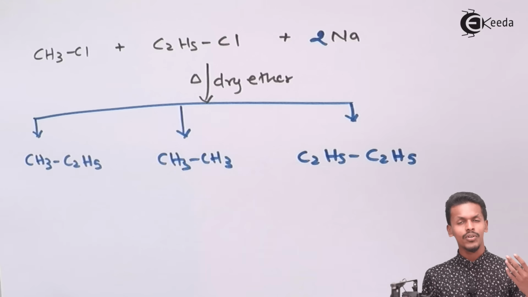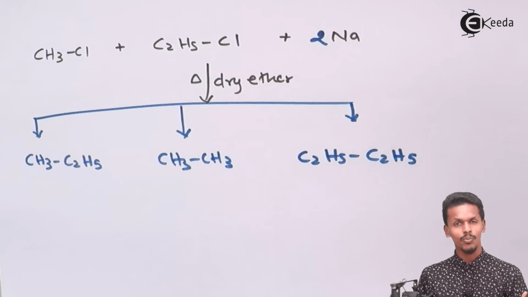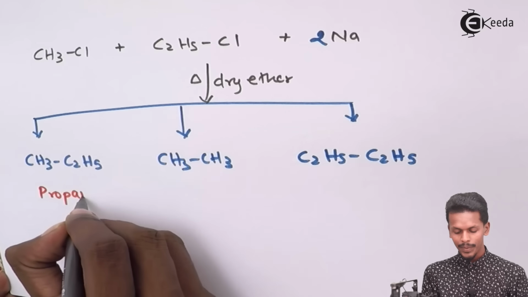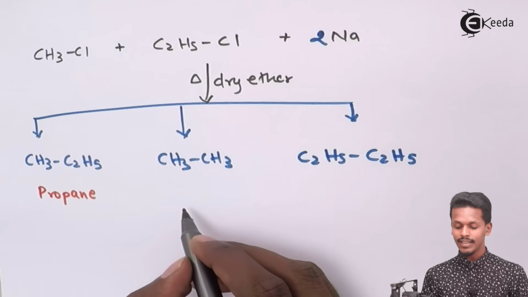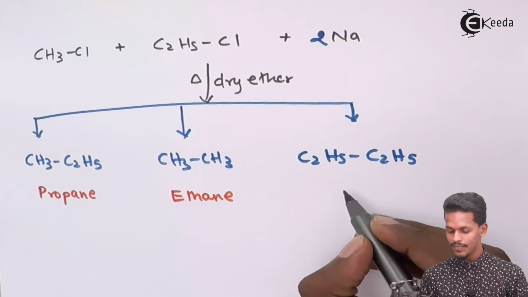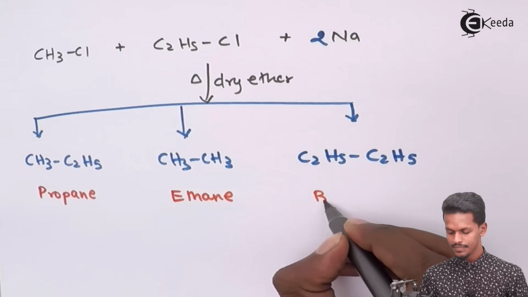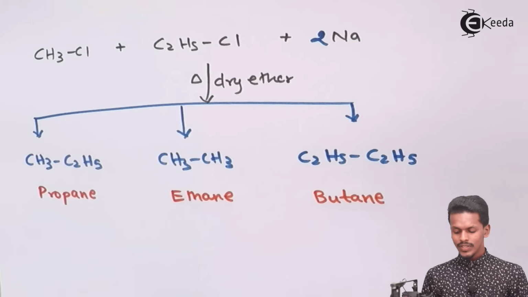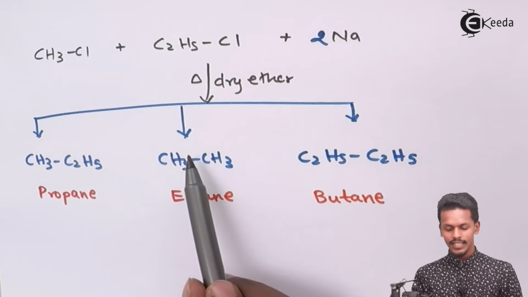So making out the total number of carbon to be 3. So making this to be propane. This is the product that we'll get, that is ethane. And this is the one that we will get, basically butane.